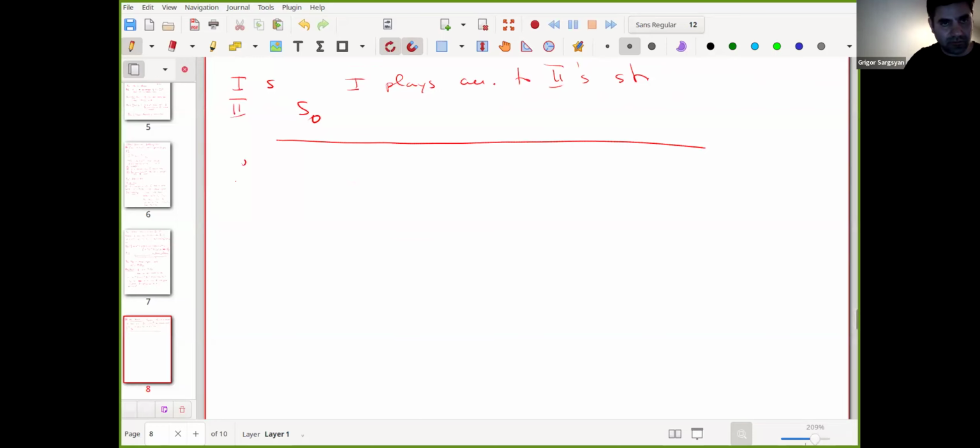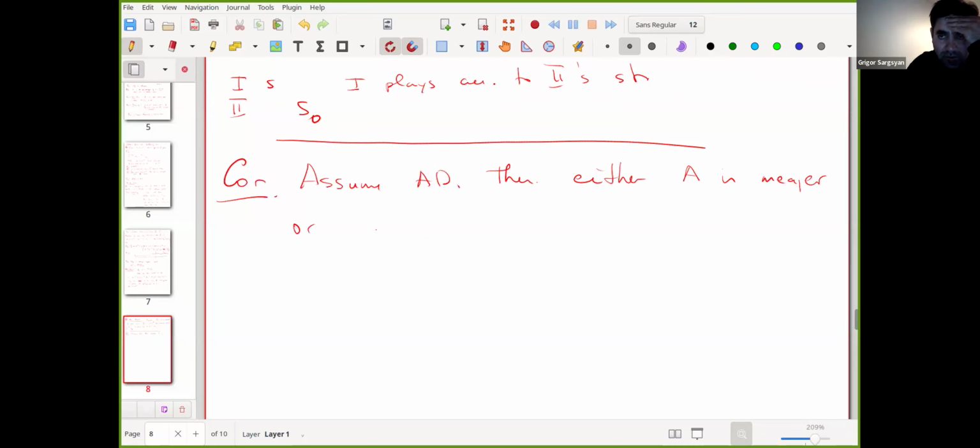the key corollary that we need. Here's the key corollary. Assume AD. So the Baire property holds. Then either A is meager or A is comeager on an open set. So if your set A will either be meager or there will be some basic open set on which it will be comeager.